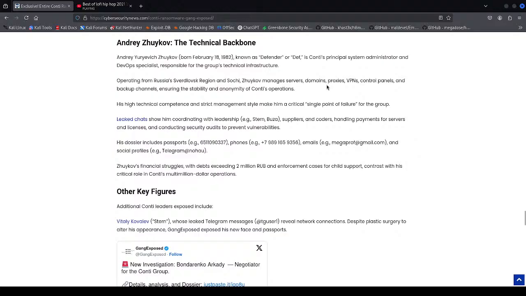So here's the other guy, right? So I'm assuming this is another system administrator. Oh no, actually this is the main one. Andrey Zhukov, the technical backbone. Andrey Yurievich Zhukov, born February 18, 1982, known as Defender or Def, is Conti's principal system administrator and DevOps specialist, responsible for the group's technical infrastructure. Operating from Russia's Adlersky region in Sochi, Zhukov manages servers, domains, proxies, VPNs, control panels, and backup channels, assuring the stability and autonomy of Conti's operations.